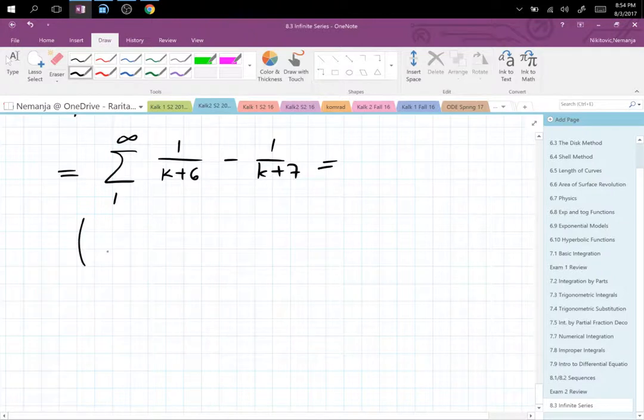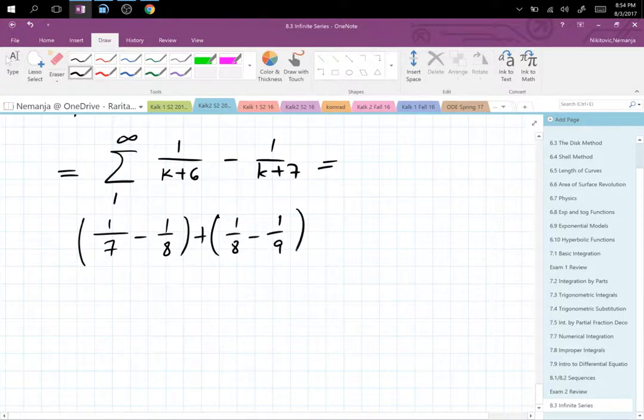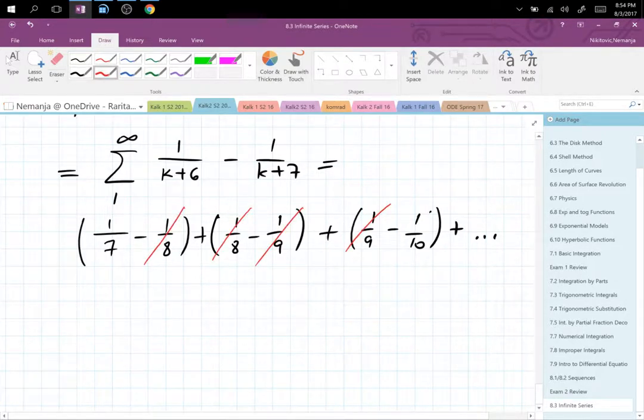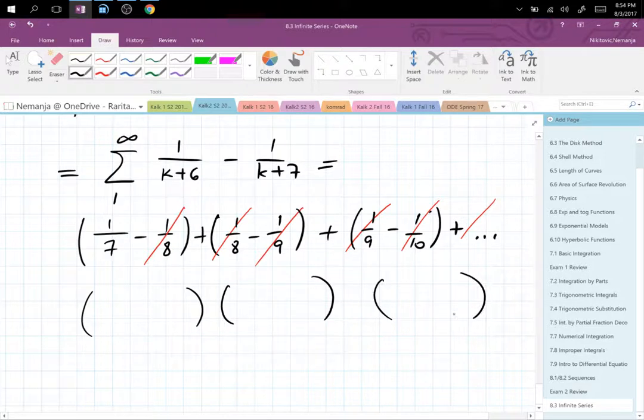So the first parenthesis is 1 over 7 minus 1 over 8. The next one is 1 over 8 minus 1 over 9. The next one is 1 over 9 minus 1 over 10. But then we can stop because we immediately see they all cancel. You look at the tail end.